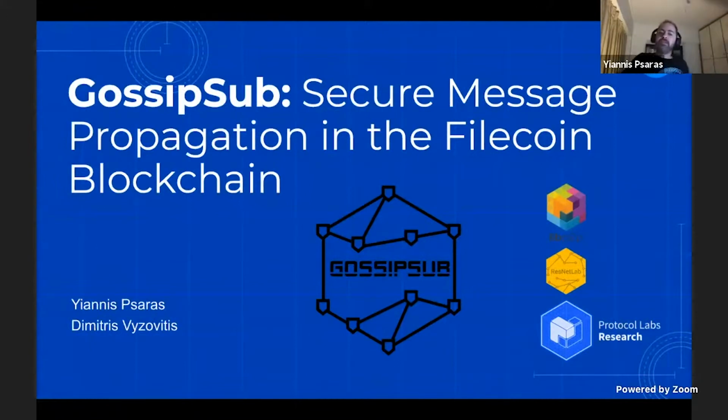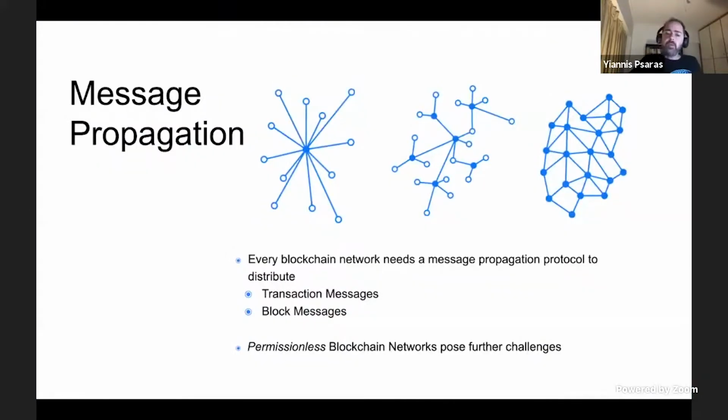We designed Gossipsub to be a secure message propagation protocol for the Filecoin blockchain, and of course, not only. Every blockchain needs a message propagation protocol, and this propagation protocol would send around transaction messages and block messages. So it's a PubSub protocol, as the name suggests, but it has to deal with some challenges that have not been dealt with in previous PubSub protocols or peer-to-peer overlays.